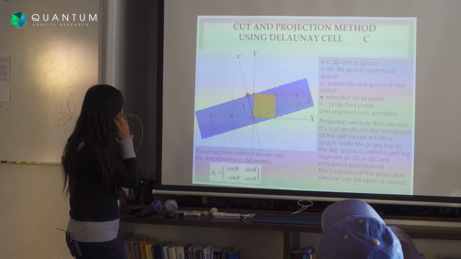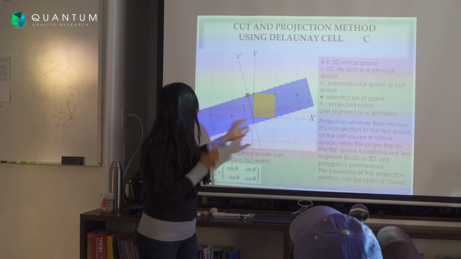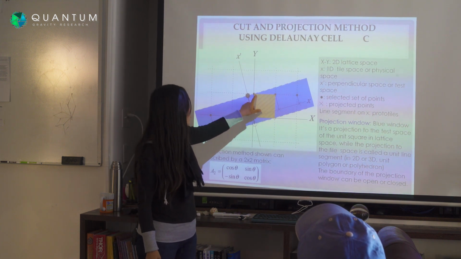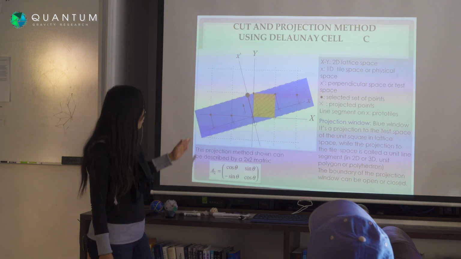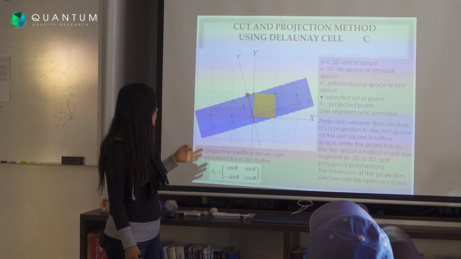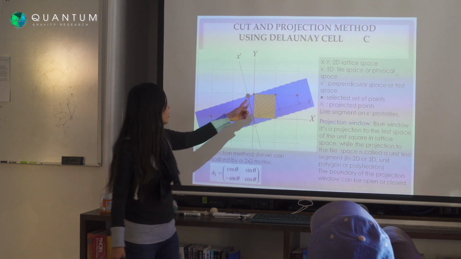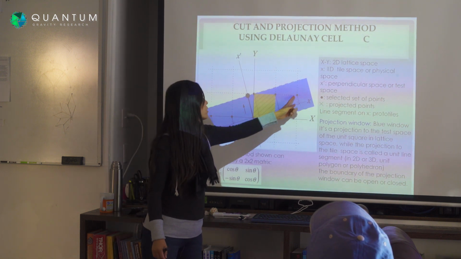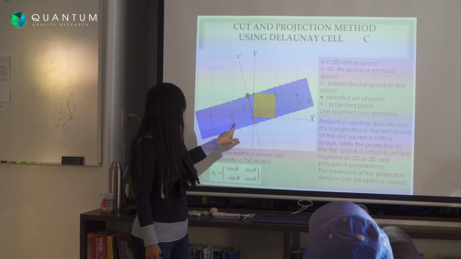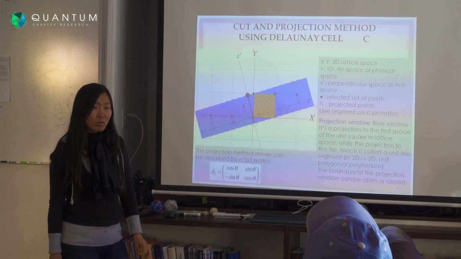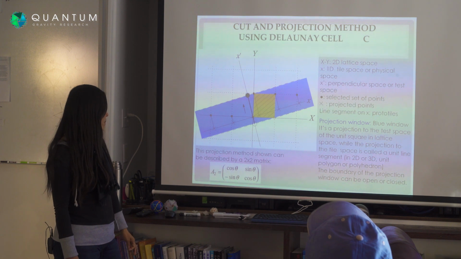By selecting this window, we can see this point inside the window, this point inside the window, that point, that point, that point. For all the points inside the window, we project them to the projection plane or physical plane, okay? And this would be the projected points, which forms a one-dimensional quasicrystal, okay?